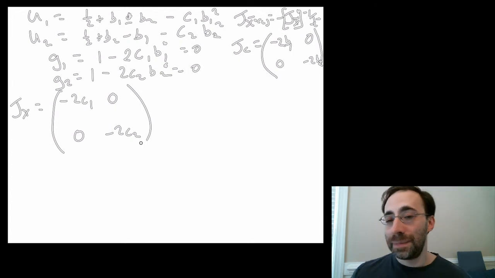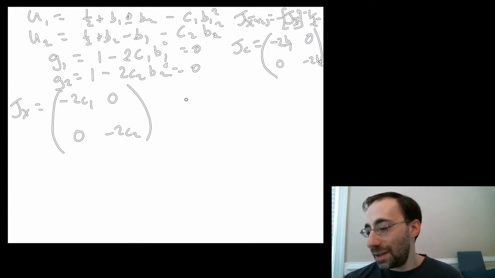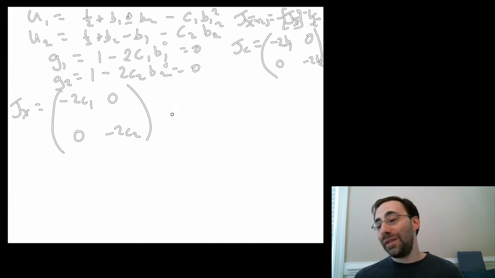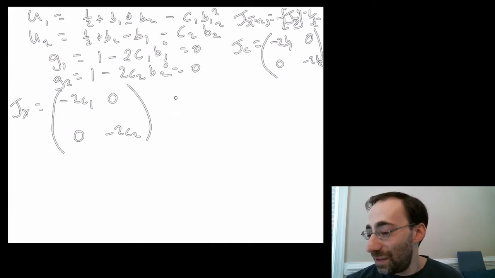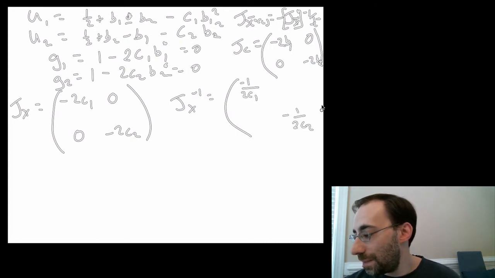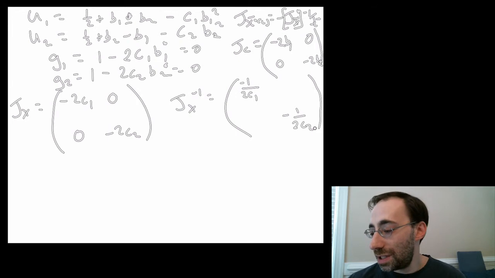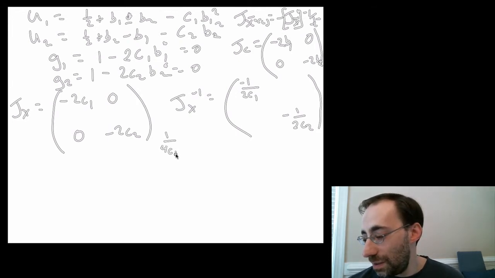Okay. The good news is we can actually do this pretty simply and take the inverse without much effort because it's a diagonal matrix. So the inverse of this thing is going to equal negative 1 over 2C1 and negative 1 over 2C2. If you don't believe me, you can go through and actually compute the inverse. It's a 2 by 2 matrix. The determinant is 1 over 4C1C2.